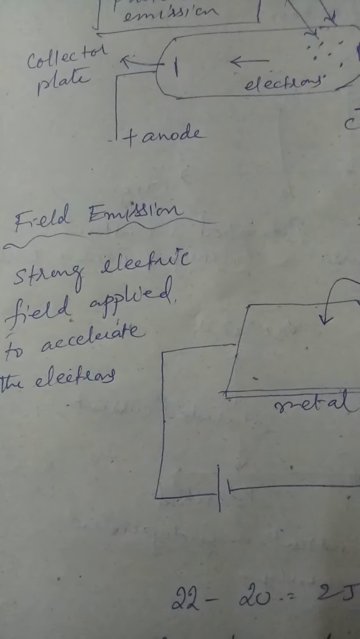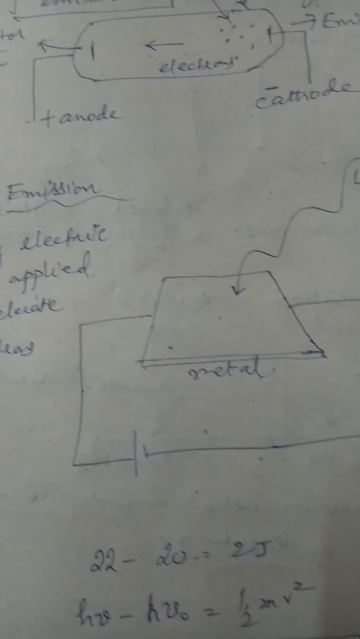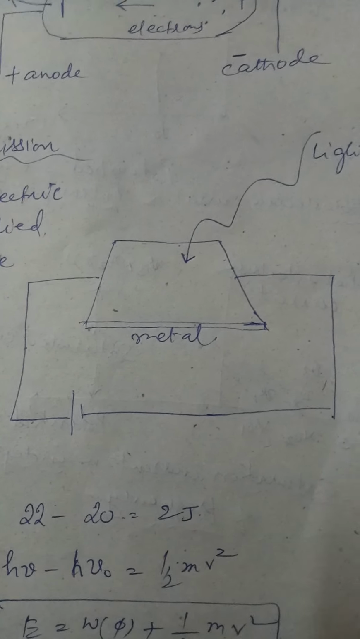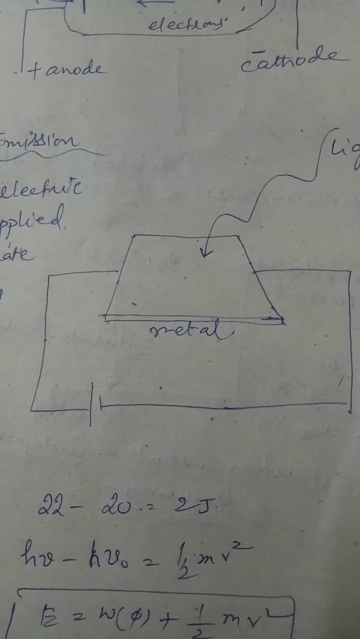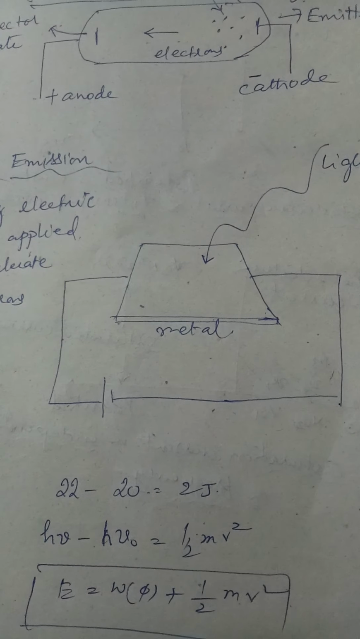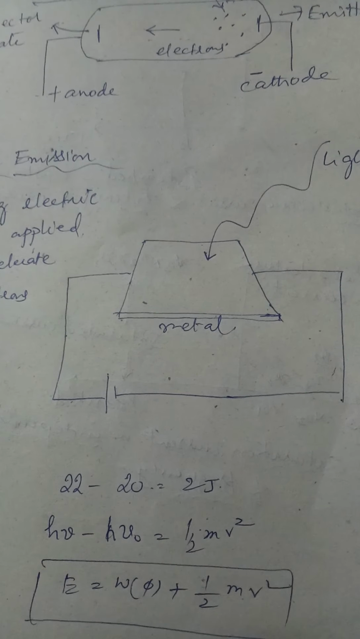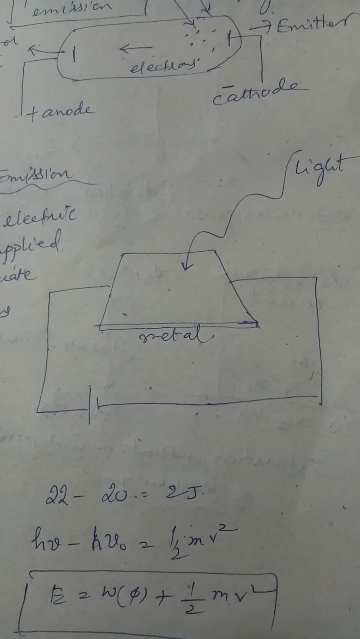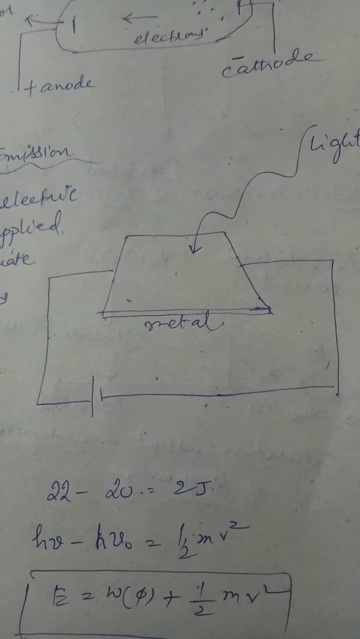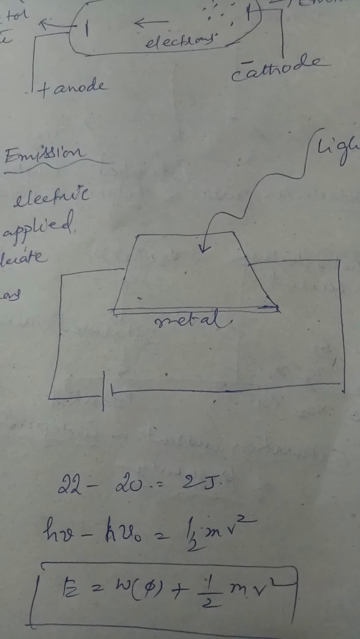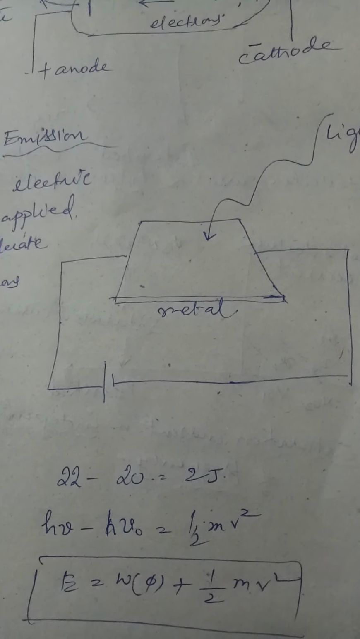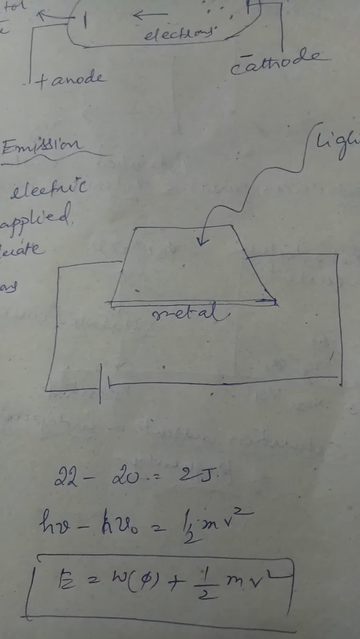One more type of emission is called field emission. In this, like I have shown in the diagram, they take a metal plate. Now this metal plate is already charged. That means it has more negative charges available on it, more electrons. What they do is connect it to a high tension battery, and you can see in the diagram there is a positive and a negative terminal. A huge potential difference is created between the terminals.